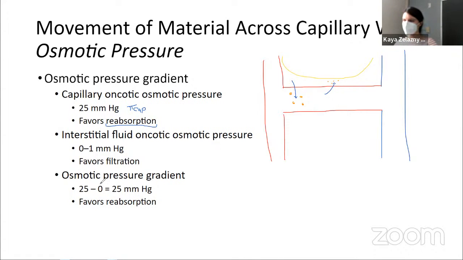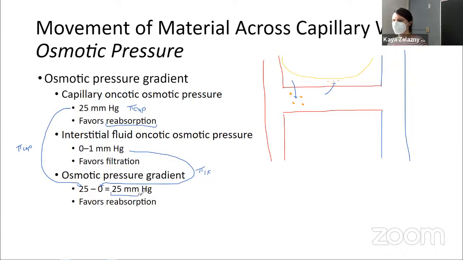So if we look at the osmotic pressure gradient, we have osmotic pressure from the capillary, 25 millimeters of mercury pulling fluid into the capillary at the reabsorption, versus 0 to 1 for filtration. So that's this one. That would be our pi IF for interstitial fluid for filtration, giving us a total osmotic pressure gradient of 25 millimeters of mercury, favoring reabsorption.